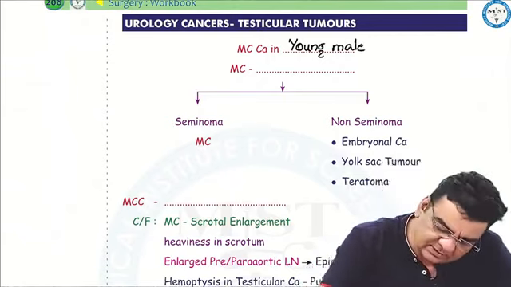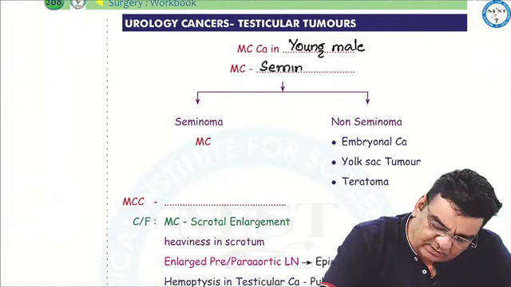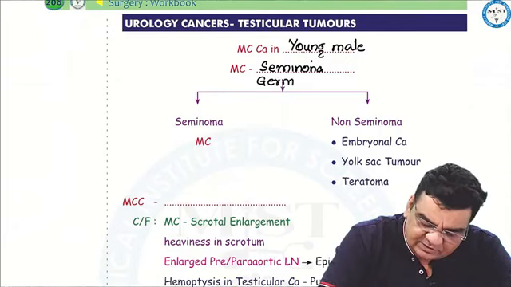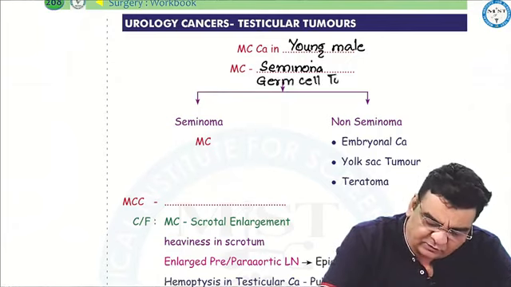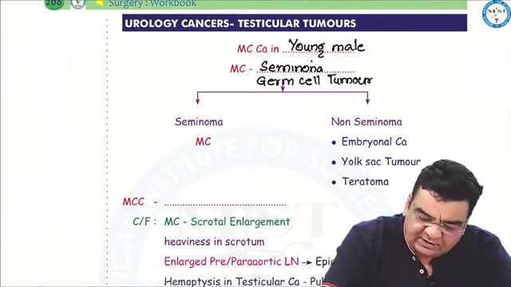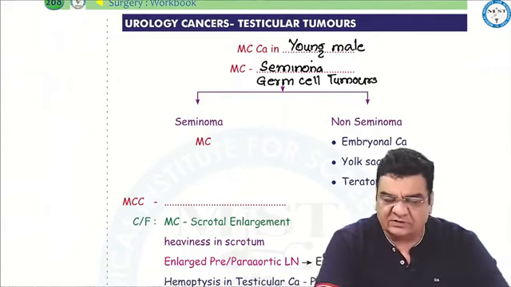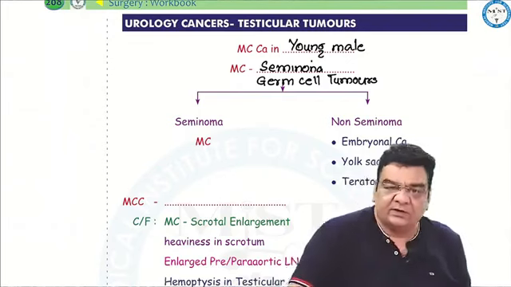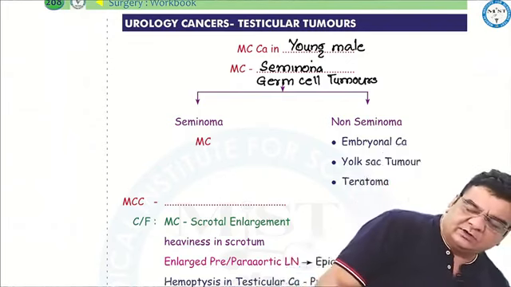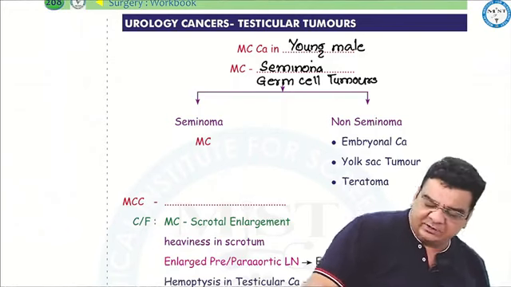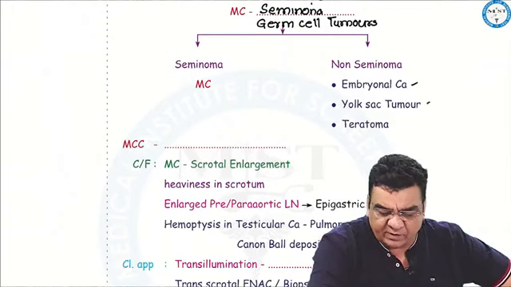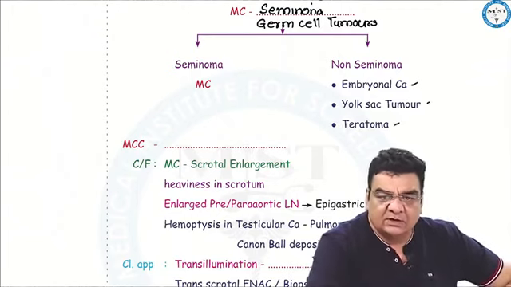Most common is seminoma. However, these are actually germ cell tumors. If we talk about testis and ovary, testicular tumors, ovarian tumors, they are having the germ cell. So germ cell tumors would be there. Testicular germ cell tumors can be either seminomatous or non-seminomatous. Majority are seminomatous. Non-seminomatous can be of different types like embryonal, yolk sac and teratomas.